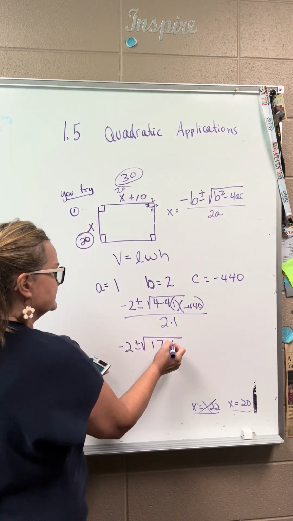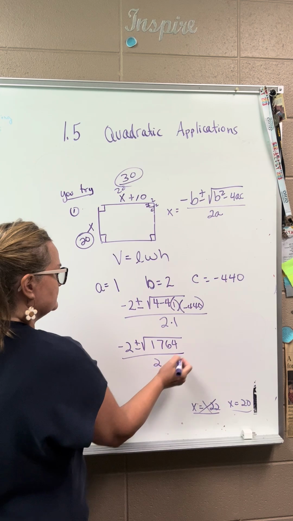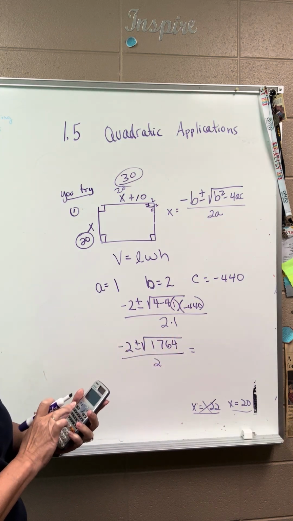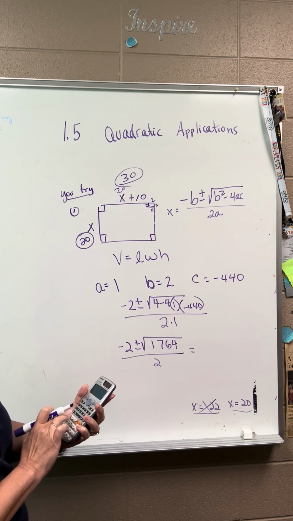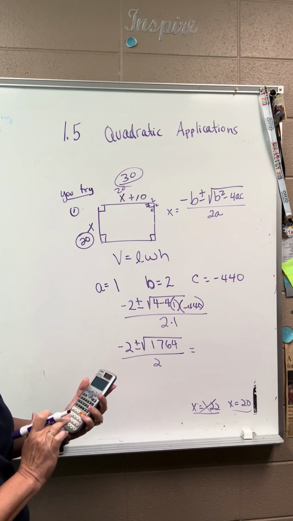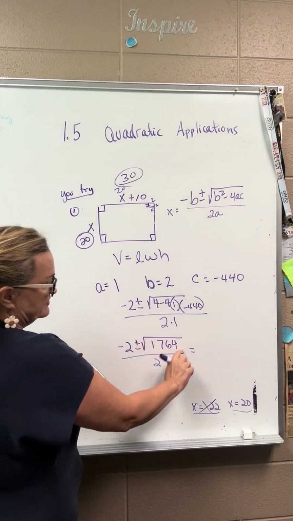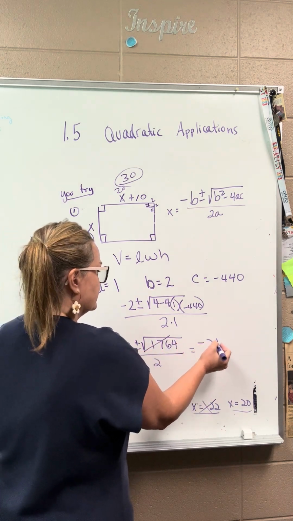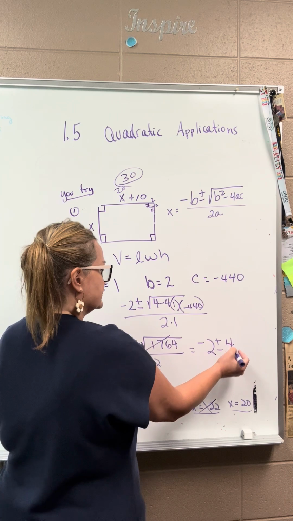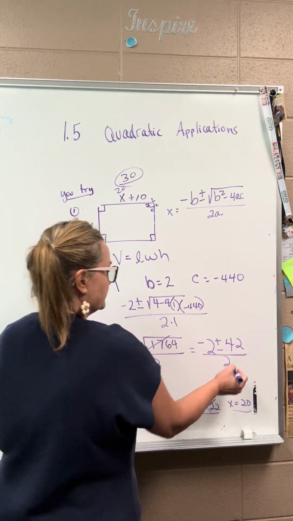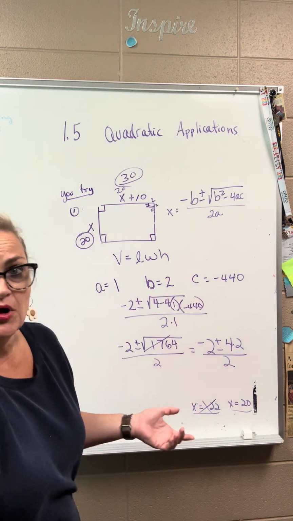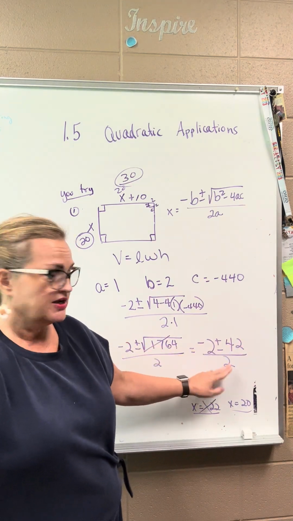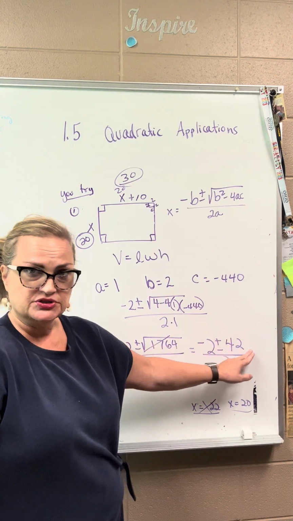Should be 1764. And 1764 just happens to be a perfect square. And when you do the square root of 1764, it comes out of the radical as 42. So negative 2 plus and minus 42 over 2. And then we really have 2 problems. Negative 2 plus 42 divided by 2, and negative 2 minus 42 divided by 2.